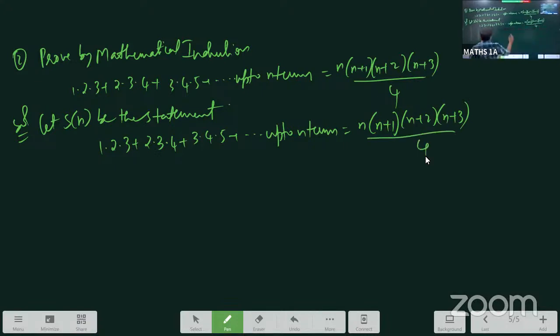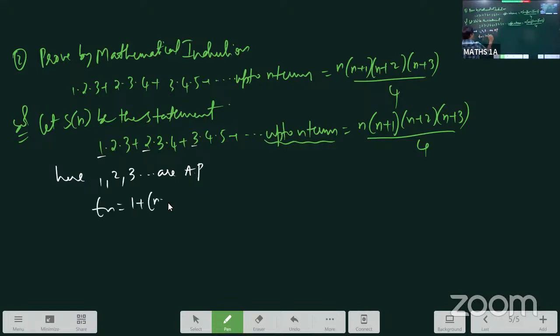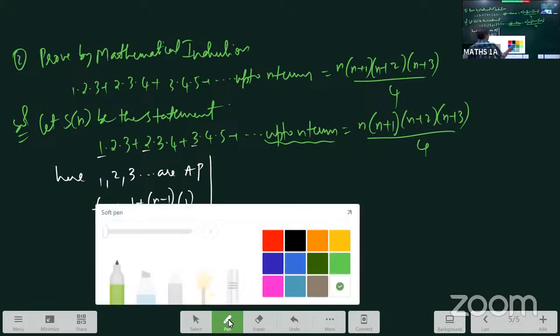So again, your nth term is missing, correct? Again, let us start with the nth term. See the product of first terms, that is 1, 2, 3, and so on are in AP. So Tn is equal to a plus n minus 1 into d, where d is the common difference. It is 1 plus n minus 1, which gives n.